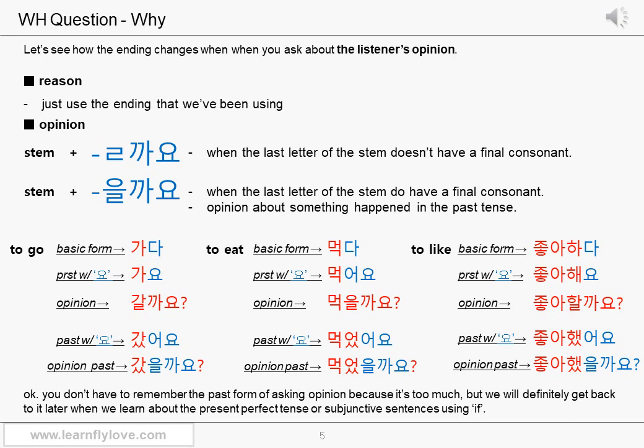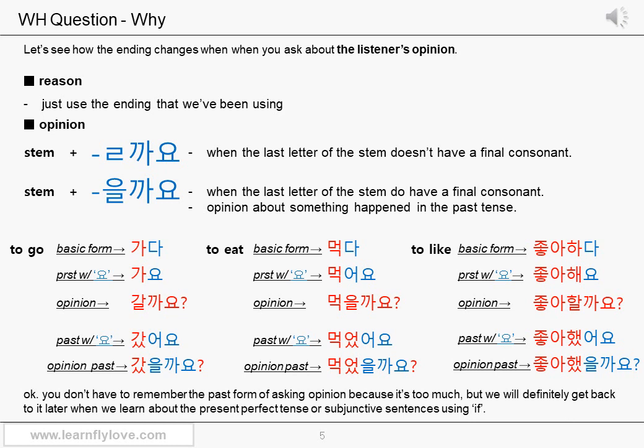The question forms we made using why was to ask the listener the exact reason why for that particular matter, right? Like, why is that man so angry? But sometimes we just want to ask about the listener's opinion, not the actual reason. Like, why do you think that man is so angry? We're gonna learn how to say this in Korean. Instead of using do you think, we're gonna simply change the ending of a verb or an adjective. When we ask about the reason, we don't have to change the predicate. We just need to add a question mark at the end.